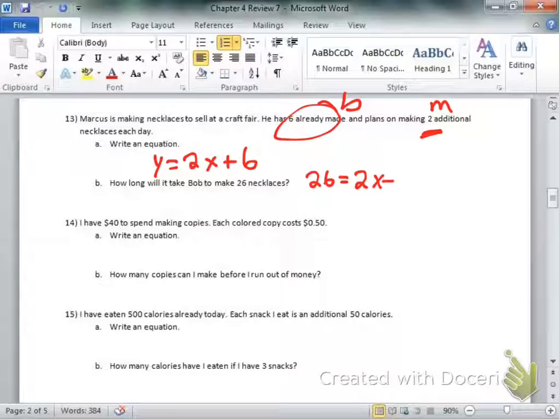So this one is a 2-step equation, just like from chapter 2. So this takes a little bit longer to solve. How should I start this one? Subtract 6 from both sides. That's going to be 20 equals 2x. And then what? Divide by 2. So yes, it takes 10 days to make all these necklaces.